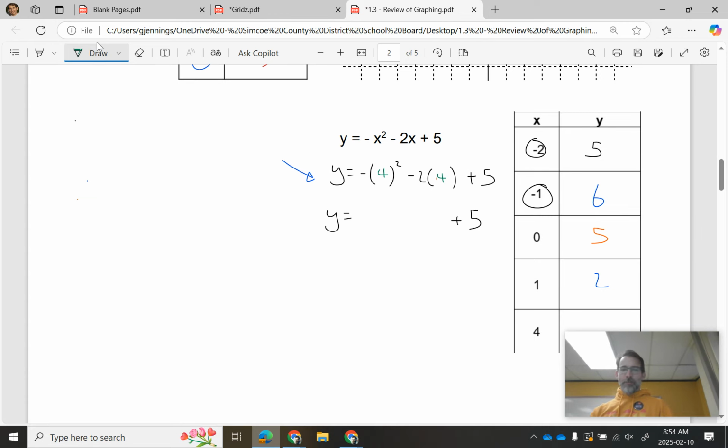Okay, so I have minus 16 there. The minus is because we're starting with that leading negative, right? It says square 4 and make it negative. And then minus 2 times 4 is minus 8. So minus 16 minus 8 plus 5, where are we? A negative 16 degree day that gets 8 degrees colder before getting 5 degrees warmer.